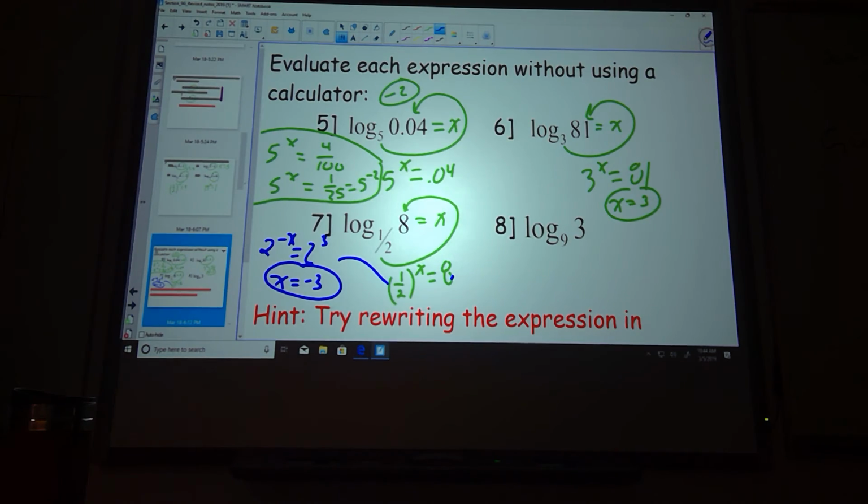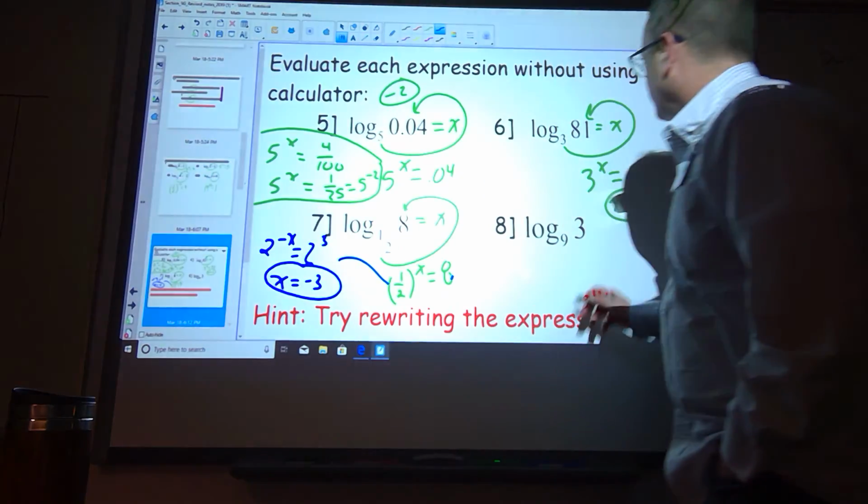Yes. This is beautiful math. I don't understand anything. All right.